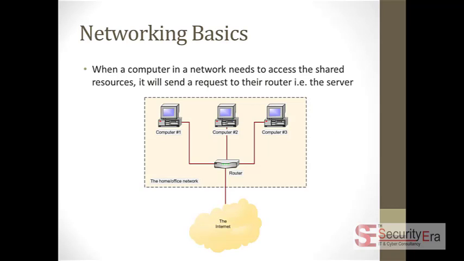If you look at this picture, we've got computer 1, computer 2, and computer 3. They're all connected to a specific router, and this router is then connected to the internet. So say you're on computer 1 in this network, and you go to the web browser. When that computer needs to access the shared resources, which was the internet, it will send a request to the router. So this is the shared resources. This is the computer that you're on in the network. So this is a network inside this box, and this is the server.